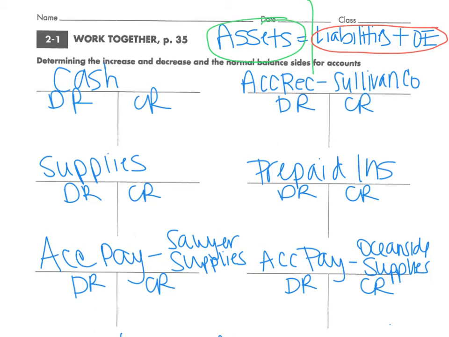So if it's an asset, remember it increases on the debit side. And if it's a liability or an owner's equity, it's going to increase on the credit side. So cash, what would cash be? Remember, an asset is something that you own. So cash is something that we own, so that would be an asset. So since it's an asset, it's going to increase on the debit side. So I would draw an arrow on the debit, which means it's going to decrease as a credit.